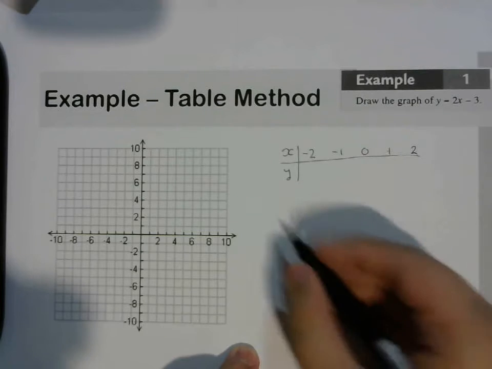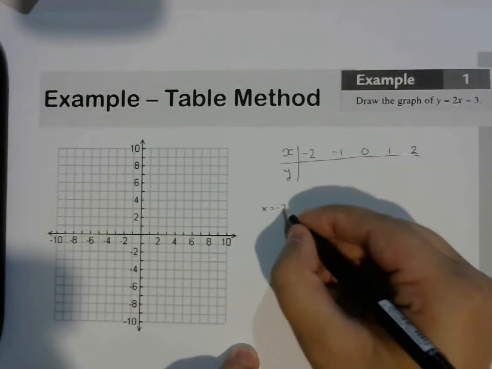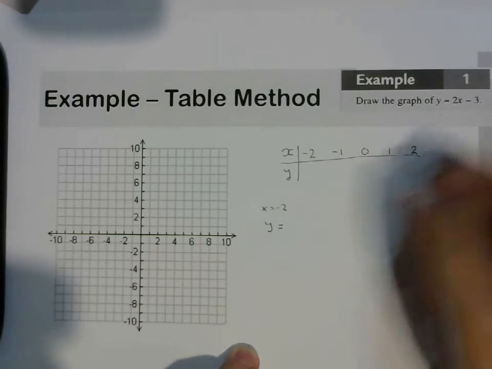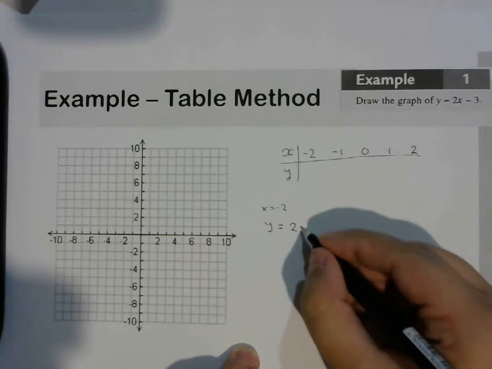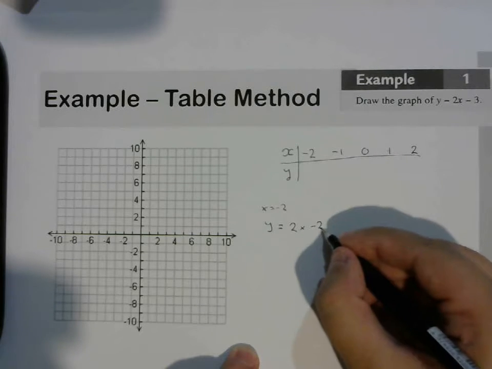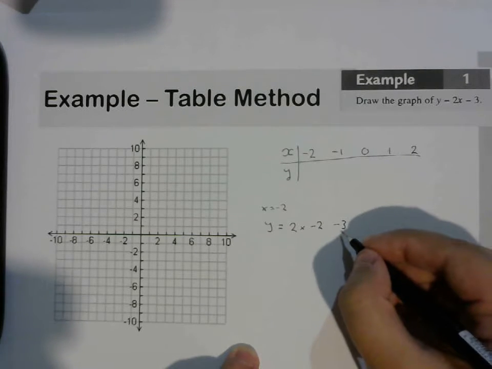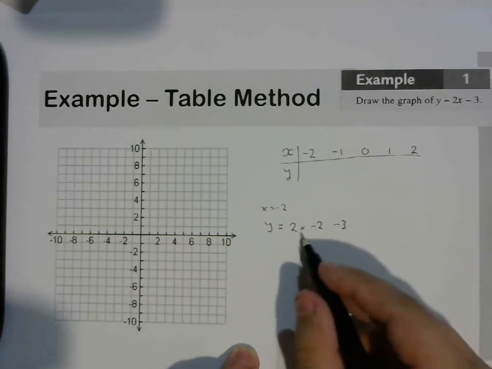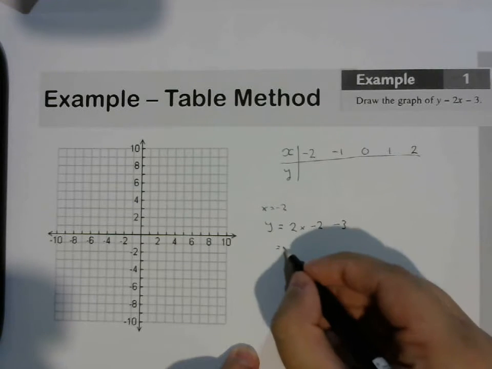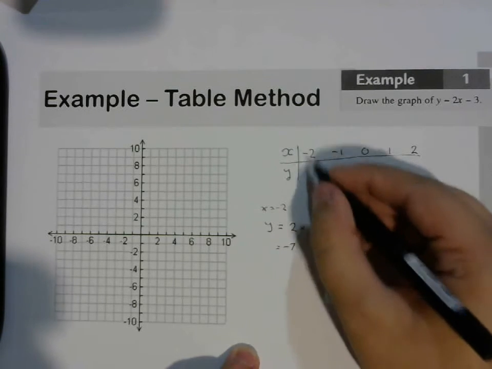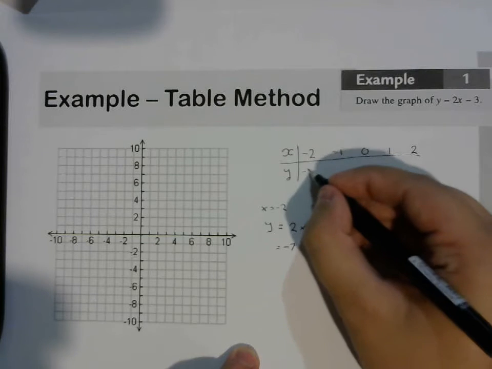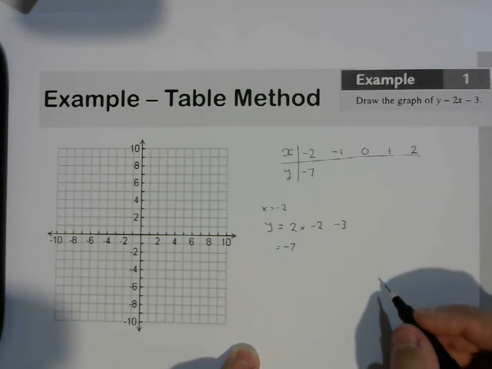So when x is -2, y is going to be 2 times -2 minus 3. 2 times -2 is -4, minus 3 is -7. So when x is -2, y is -7.